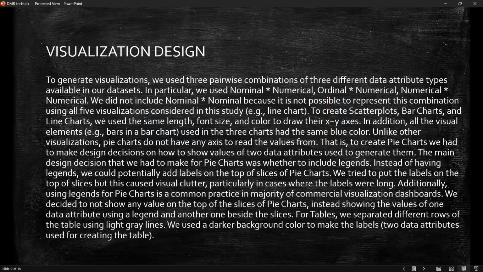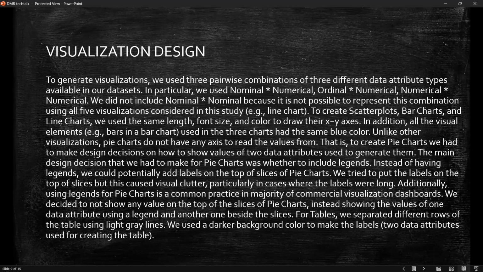Visualization design. To generate visualizations, we use three pairwise combinations of three different data attribute types available in our datasets. In particular, we use nominal into numerical, ordinal into numerical, numerical into numerical. We did not include nominal into nominal because it is not possible to represent this combination using all five visualizations considered in this study, for example line chart.